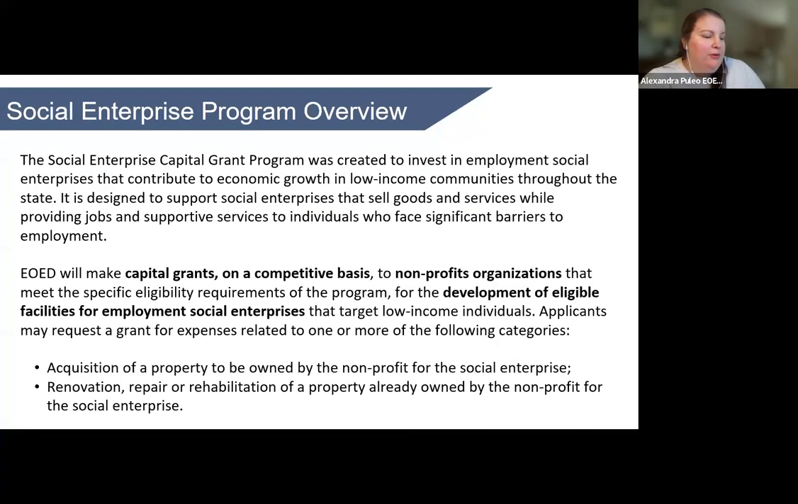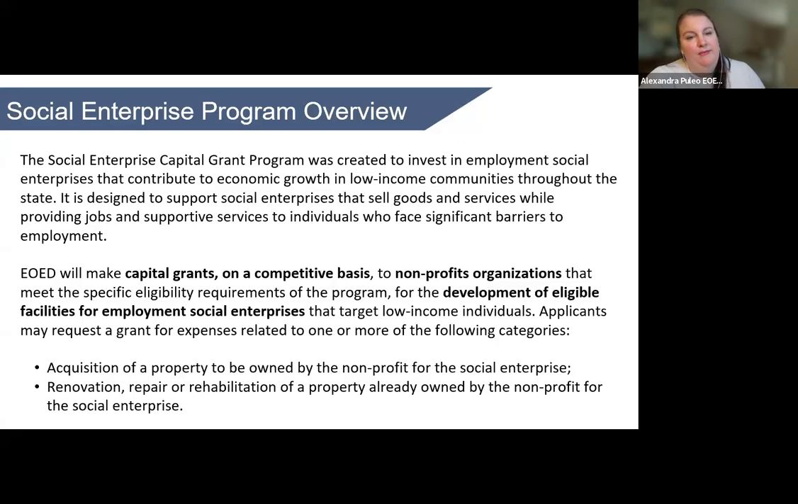Okay, so this program was created to invest in employment social enterprises that contribute to economic growth in low-income communities throughout the state. We're trying to support social enterprises that sell goods and services while also providing jobs and supportive services to folks who face barriers to employment for various reasons. This is a capital grant program, and it is a competitive grant program. And we give grants solely to nonprofits that meet the specific eligibility requirements of the program.